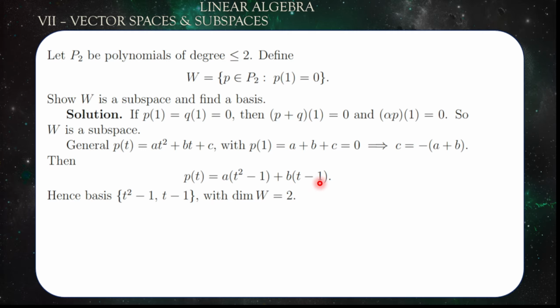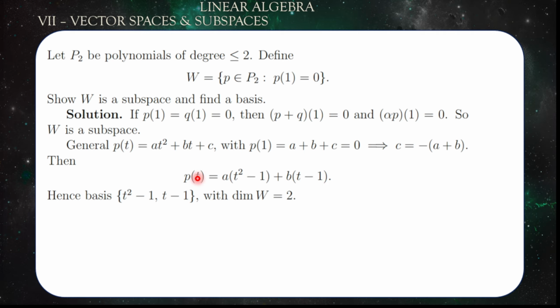All right, we're supposing that c is equal to minus a minus b. So we replace c with minus a minus b, and we've gotten this equation. We replace c by minus a minus b, and you get P(t) equal to a times (t squared minus 1) plus b times (t minus 1).